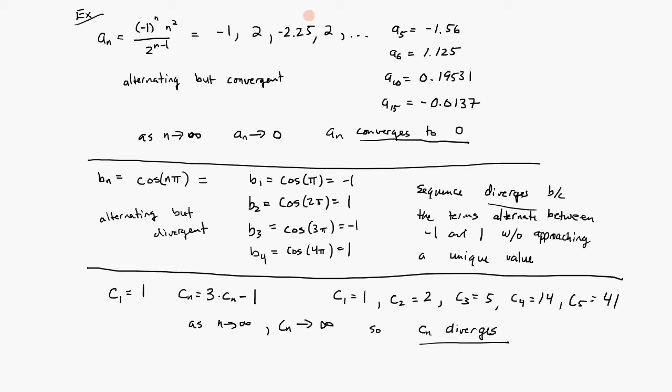So we saw an example of a sequence that converges, alternating but convergent. The second sequence is alternating but divergent, and the last sequence just diverges because the values keep getting larger and larger.